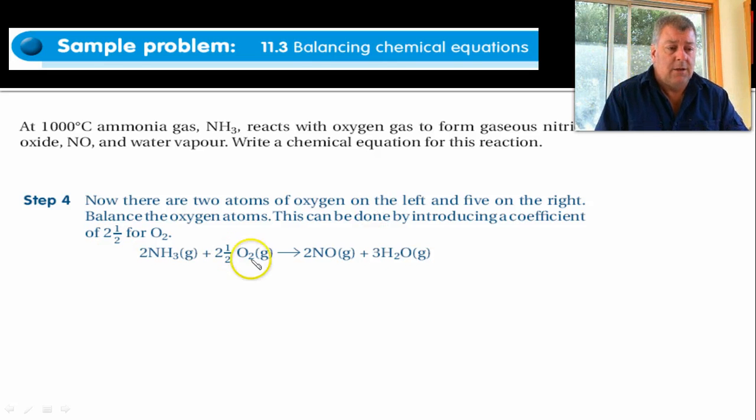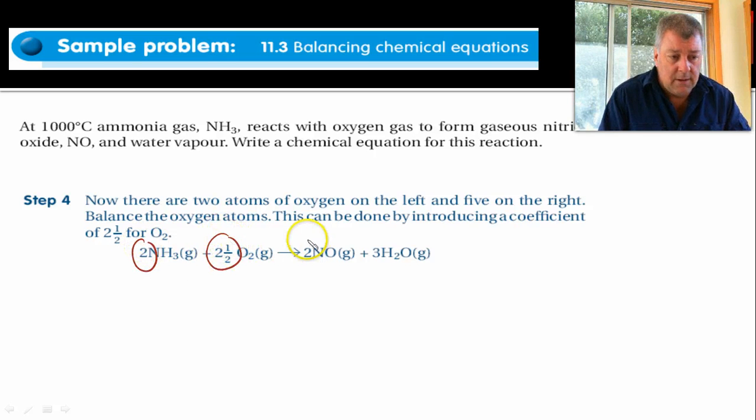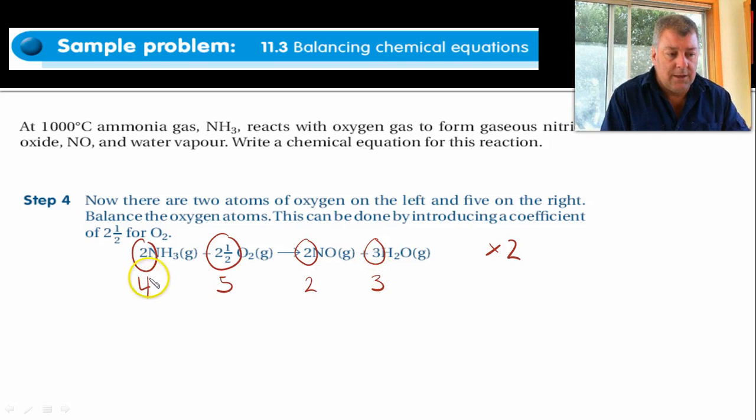And then, now of course you can't have half an oxygen molecule. What you then have to do is get rid of this half by multiplying each of these coefficients. So what would you multiply each of these coefficients by to get rid of the half? You multiply them by 2. And so that becomes 4, this becomes 5, 2, and 3. And now that these are whole numbers, they're our coefficients. And that's the simplest possible ratio that you can have, and that's what we end up with.